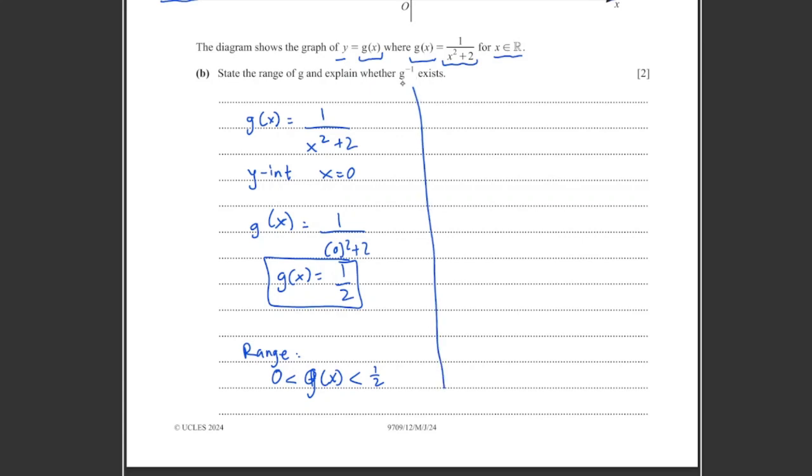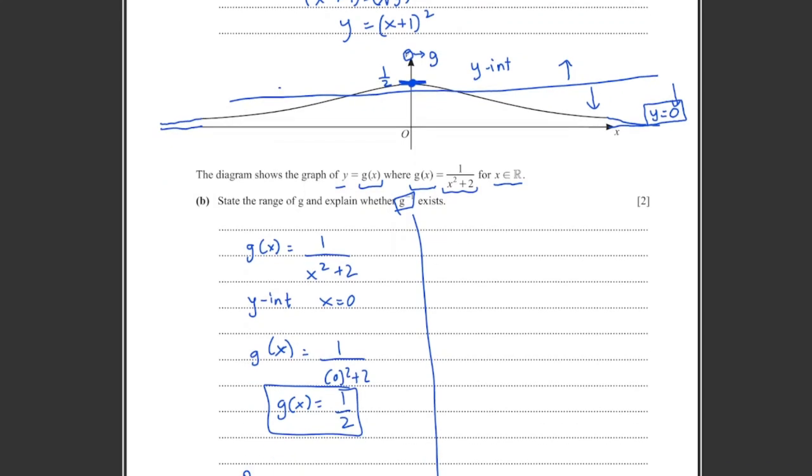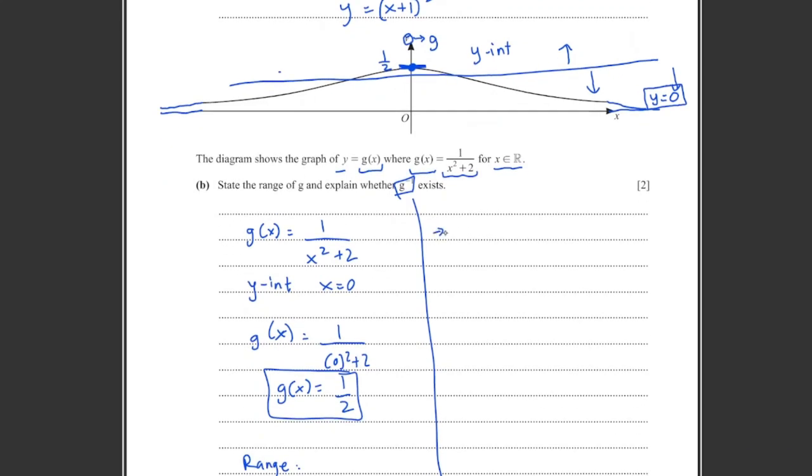Okay, and they say, does g inverse exist or not? So we know an easy way to check that is to just imagine a horizontal line, and move that horizontal line up and down in our head, and see if the horizontal line cuts at a single point or a double point. If it cuts at double points, then that means the horizontal line test has failed. So we will just say g inverse does not exist since the horizontal line test fails.